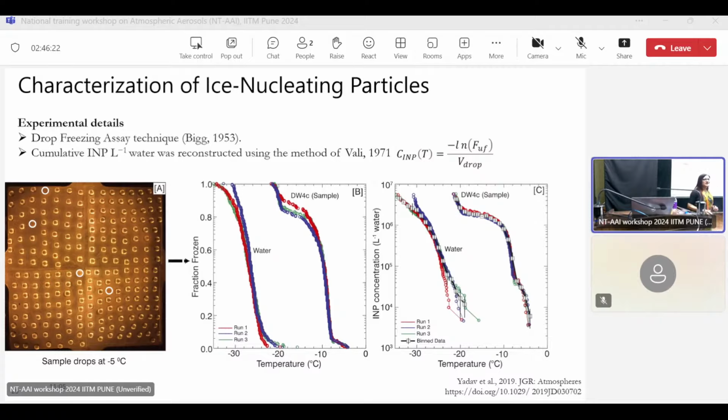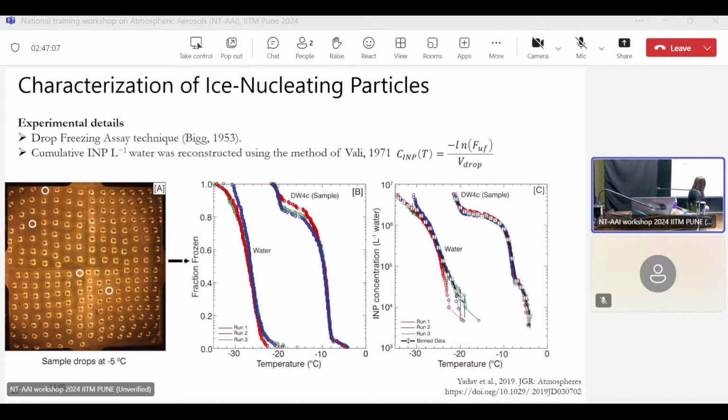Whenever we see any graph, the first thing we see is what is on the x-axis and what is on the y-axis. In the first panel, we have temperature, -10, -20, -30, and here we have the fraction frozen, right? So what will be the fraction unfrozen? 1 minus fraction frozen, of course. Basically, you can see this is the HPLC water and this is our sample from Dharamshala. And you can see that the freezing is taking place at around -4, -5. So if it is freezing at -4 or -5, what does it show? Bioaerosol, right? I just told you, bioaerosol.